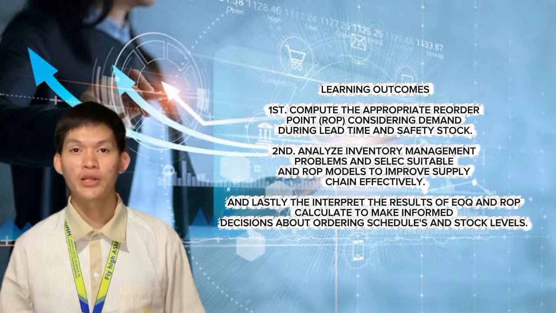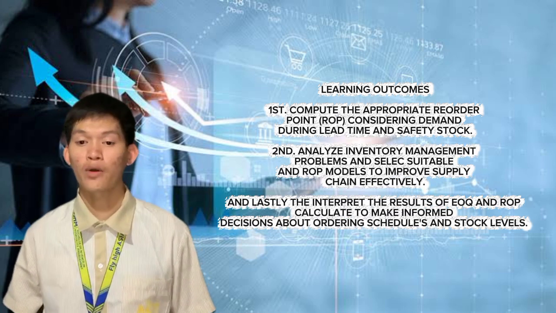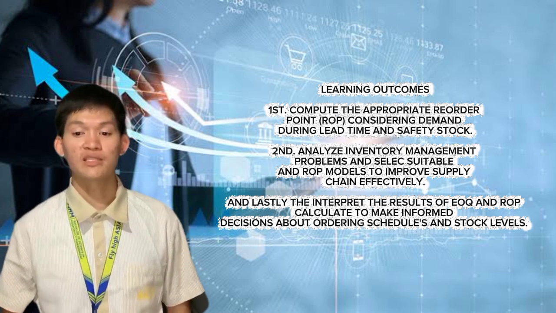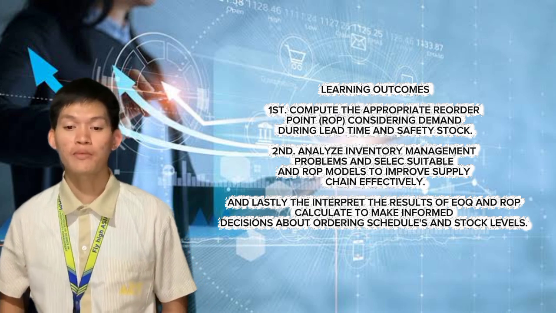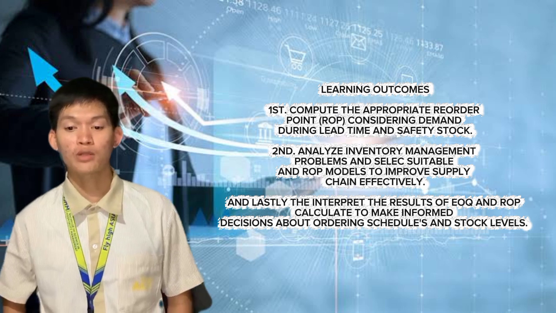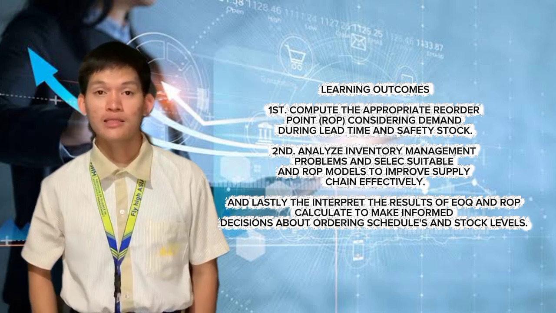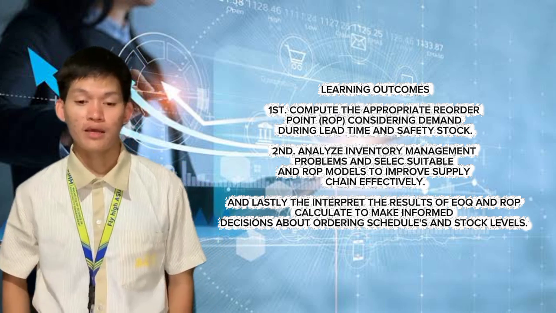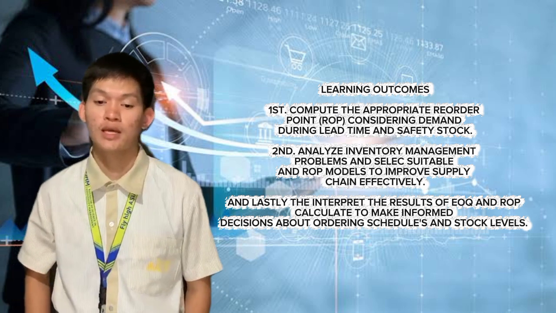So here are the learning outcomes. First, we need to compute the appropriate reorder points, or ROP, to consider the demand during the lead time and safety stock. And second, we need to analyze inventory management problems and select the suitable EOQ and ROP models to improve supply chain effectively. And lastly, we need to interpret the results of EOQ and ROP to make informed decisions about ordering schedules and stock levels.